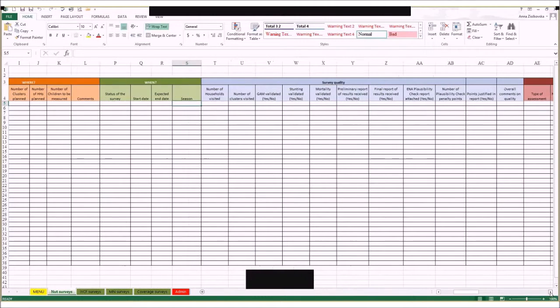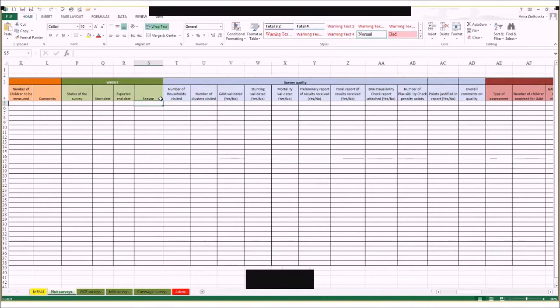The survey quality includes indicators such as number of households visited, number of clusters visited, whether GAM was validated by whatever process you have, whether it's the government or the nutrition information working group or so on, whether stunting results were validated, mortality were validated, if a preliminary report of results was received by the cluster, if a final report was received, and whether a plausibility check report is attached or not.